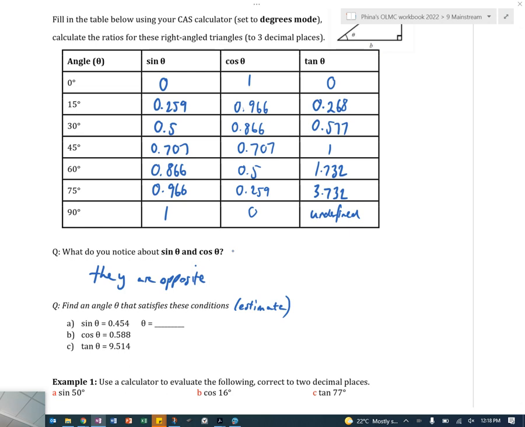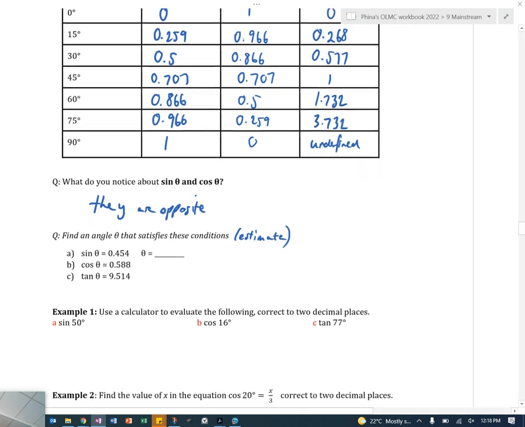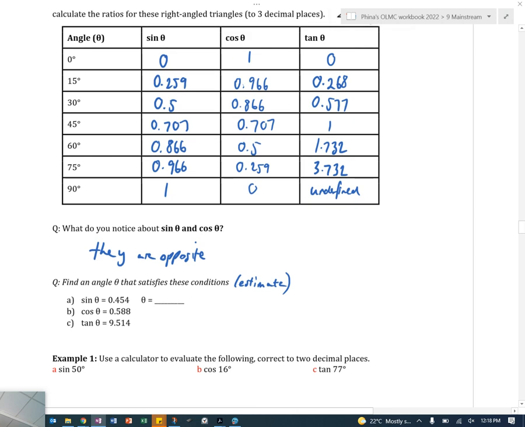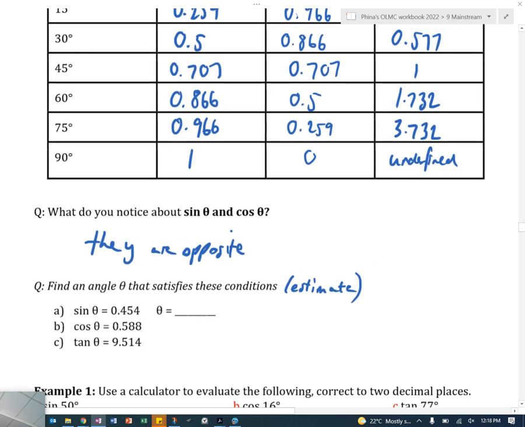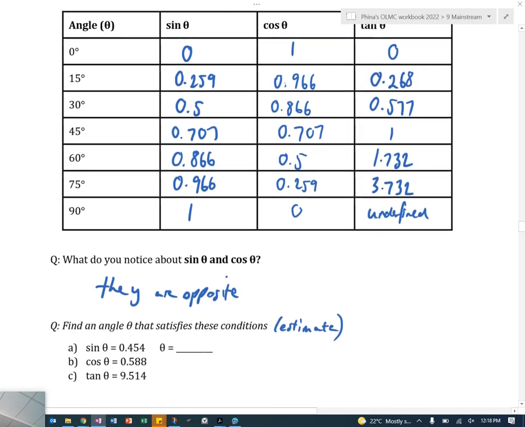And then tan theta is a world of its own. The ratios in sine increase and the ratios in cos decrease. And then tan just continually increases. It's always a continuous increase. Now, from here, let's do some estimating. You will learn later how to do it exactly, but it says find an angle theta that satisfies these conditions. So we'll do a rough estimate.